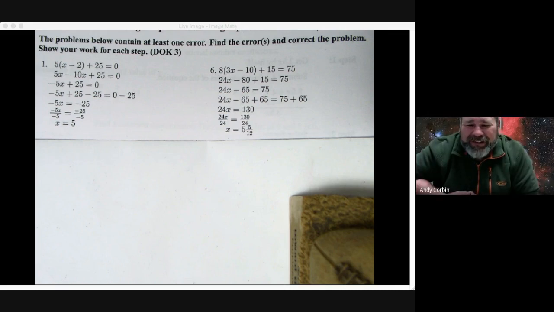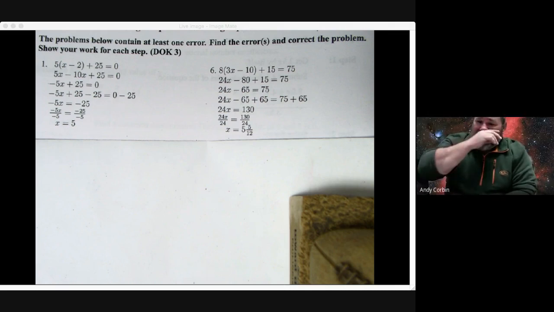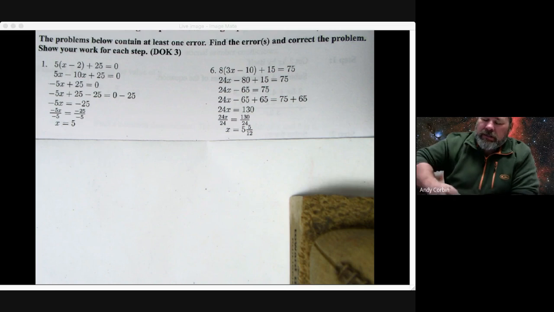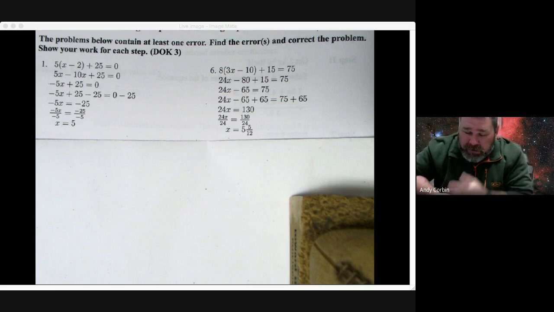Okay. Hey, if you have not already seen, I have the bell ringers posted. The directions are exactly what I want you guys to do. This is two students' work, and I want you to find their mistake. There's definitely at least one mistake in each problem, and so I want you to come up with that for our bell ringer, okay?